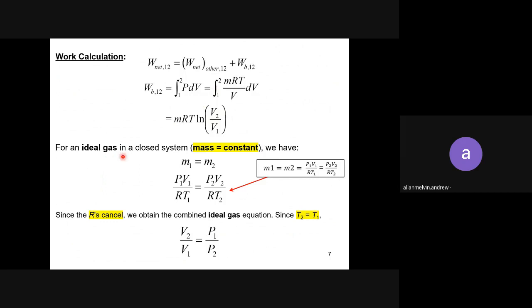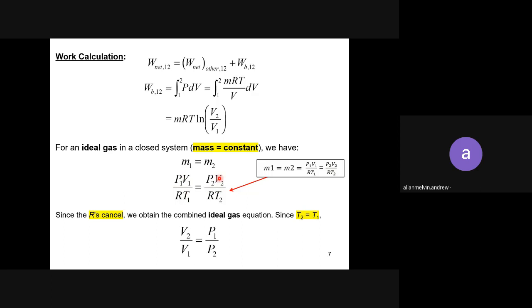Okay, so for an ideal gas in a closed system, meaning mass is constant, so m1 equals m2. This is derived from the ideal gas equation. So you bring m to one side, and you can get this equation: P1 V1 over RT1 equals P2 V2 over RT2.